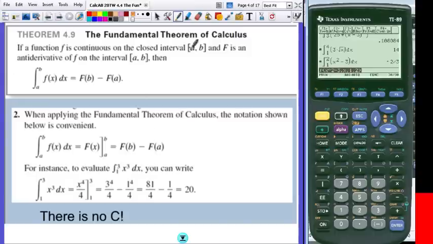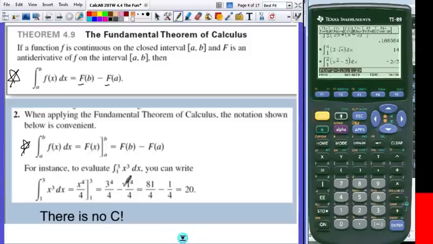Now the actual fundamental theorem is right here, and you're going to want to write this down. The integral of f of x dx from a to b equals F of b minus F of a, where these capital F's are the antiderivative. So one way to say this is integrate f of x and then do the b minus the a. So here's another formal way to write that here.